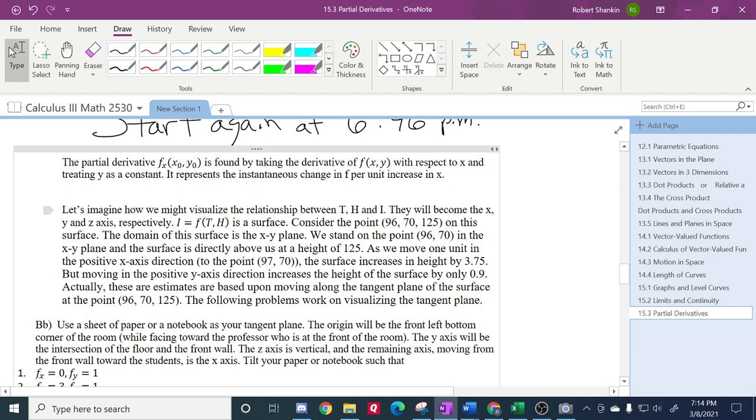But if I went back to the point (96, 70) and moved in the positive y-axis direction, that increases the height directly above me of the surface by only 0.9.